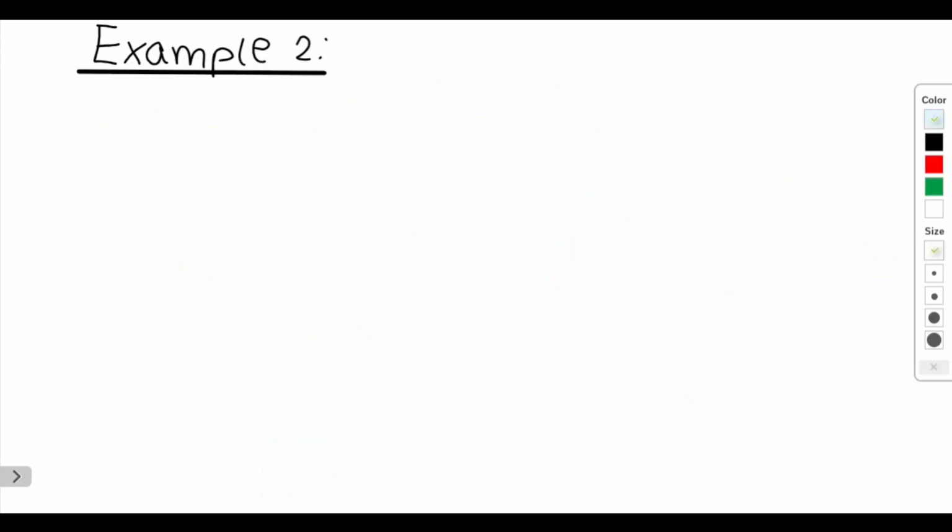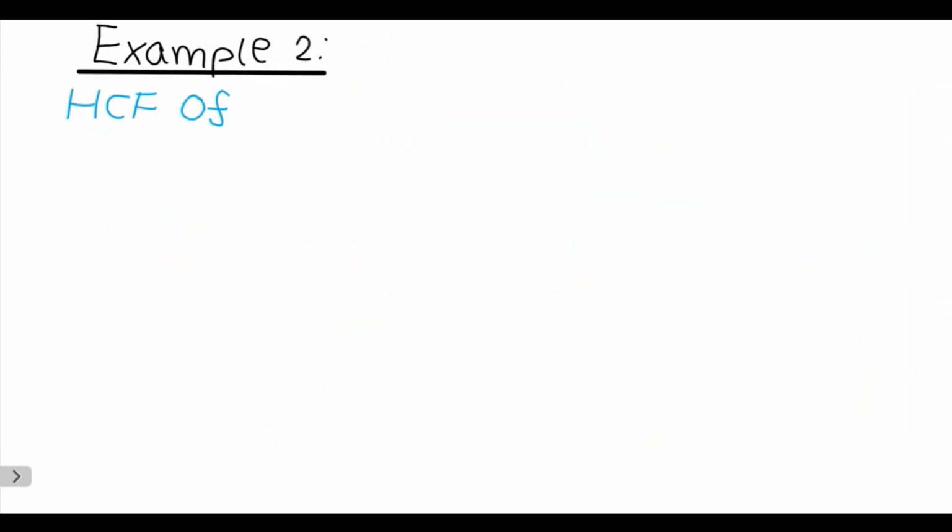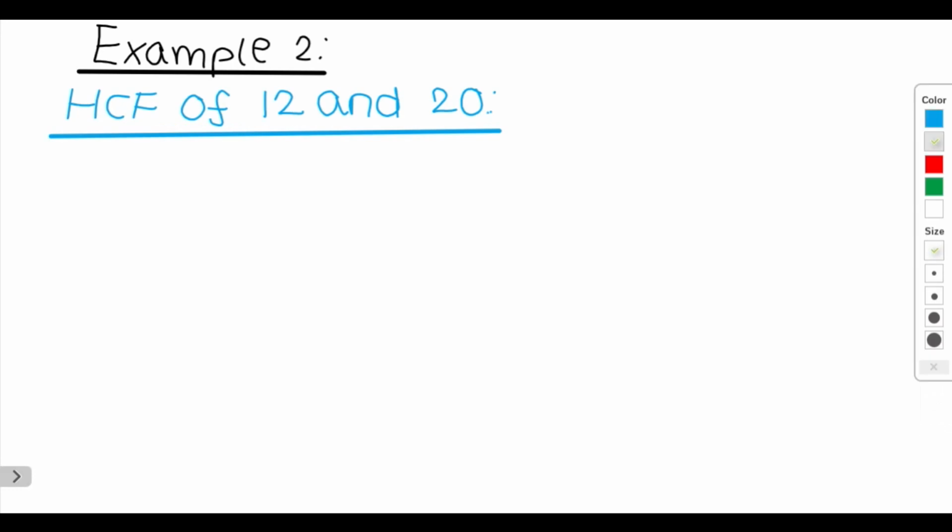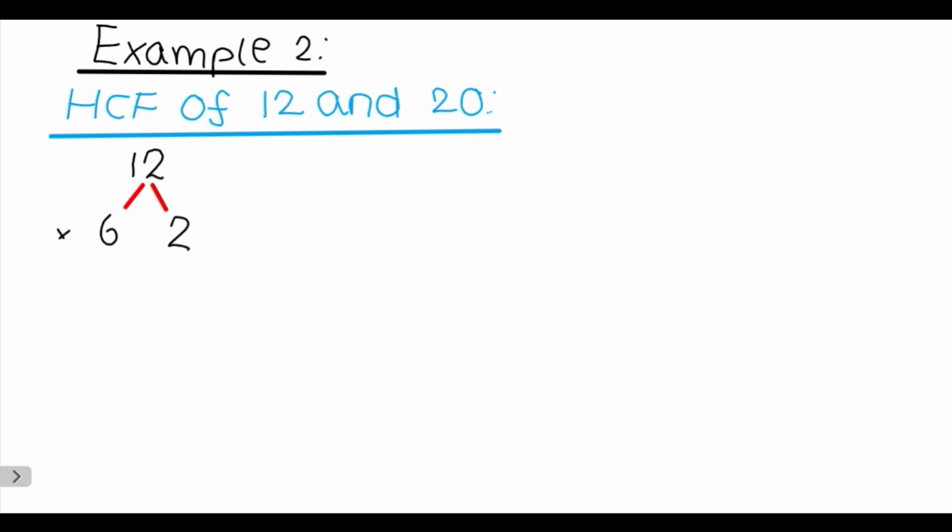Okay, so now we're going to have a look at example number 2. We are going to start now on HCF and we're going to do that of 12 and 20. So we need to do the same as what we did for LCM. We're drawing out the prime factors, so we're going to do it of 12. And that can be divided into 6 and 2. 6 is not a prime factor, but 2 is, so we're going to circle that. And we're going to keep dividing 6. And that can be divided into 3 and 2, which are both prime numbers, so we're going to circle both of those.